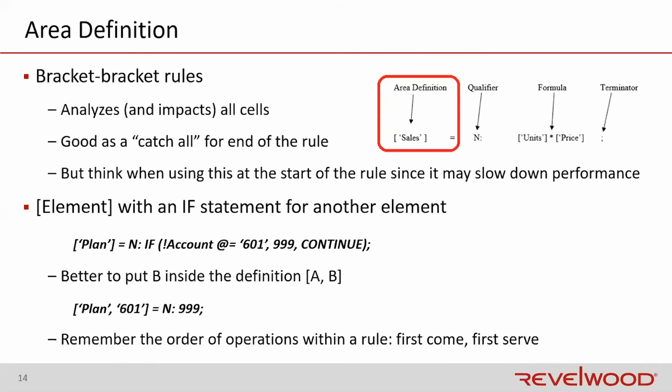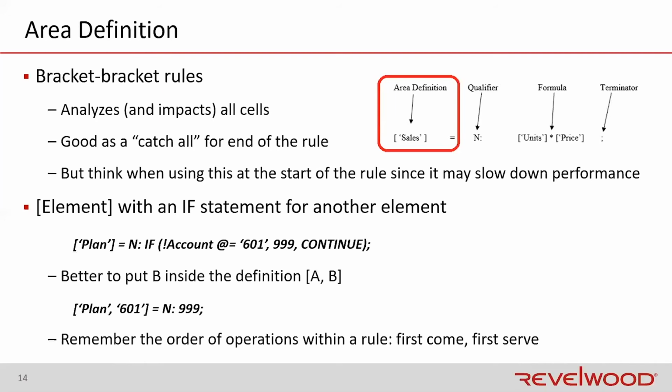Because the bracket impacts every cell in your cube, putting the bracket at the beginning is going to slow down your processing, because that cell has to come into play every time. And usually when there's a bracket, it's also associated with an if statement. So sometimes you could say I have an element with an if statement as part of my rule. Sometimes you can just make it a bracket with an if statement.